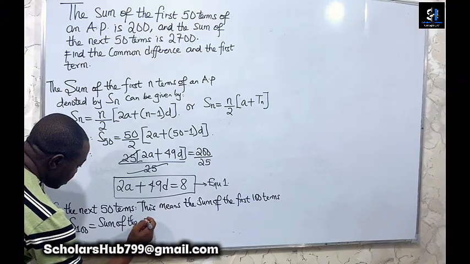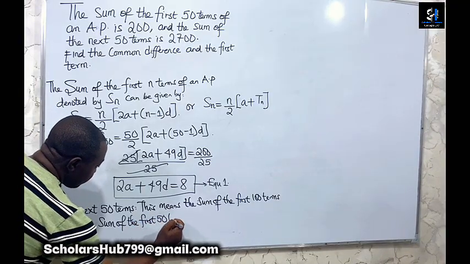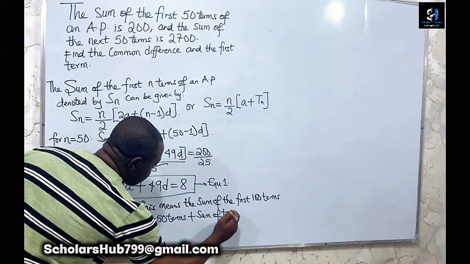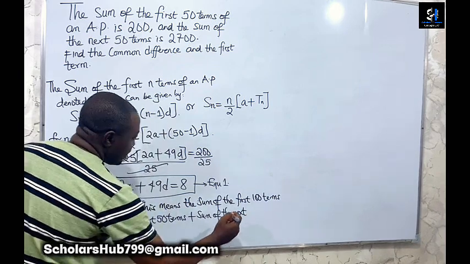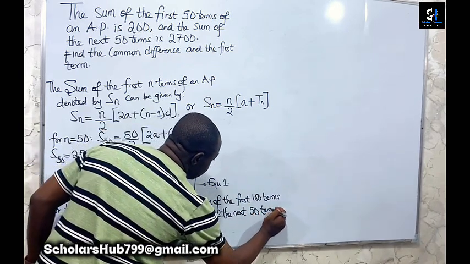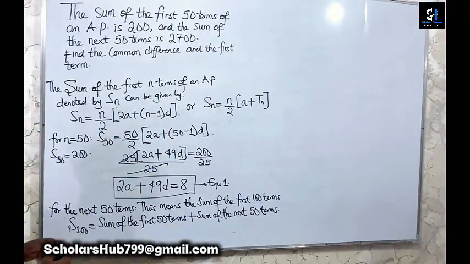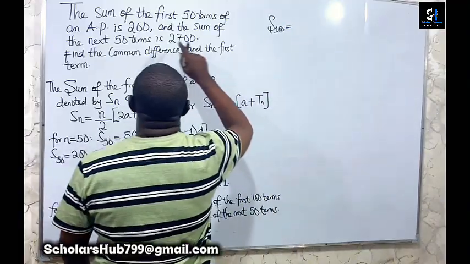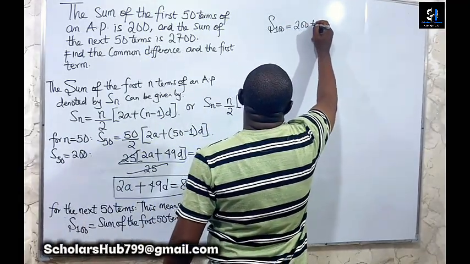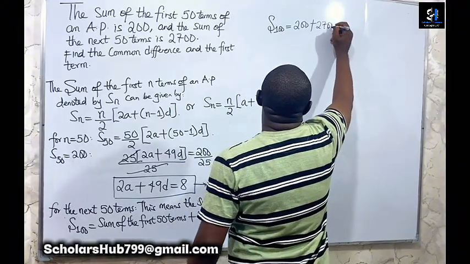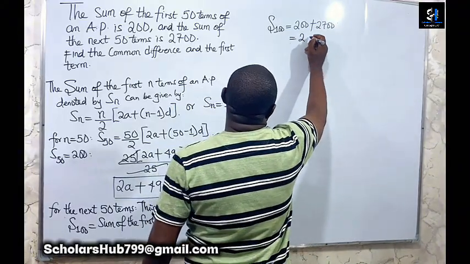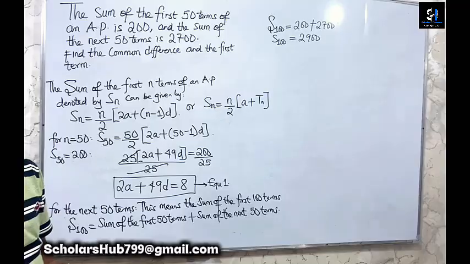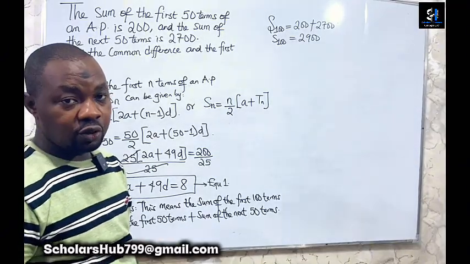So the sum of the first 100 terms will be equal to the sum of the first 50 terms plus the sum of the next 50 terms. So S subscript 100 will be 200 plus 2,700, and this will be 2,900. So the sum of the first 100 terms is equal to 2,900.